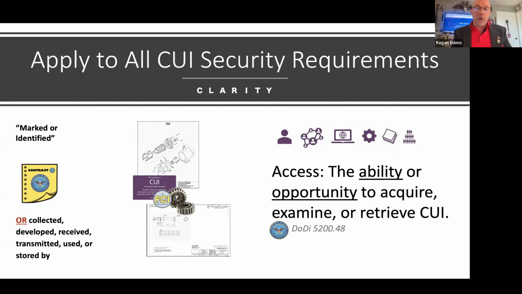So if you have the ability or opportunity, not that you have direct access, for example, I'm holding a CUI item in my hand right now, that is access, of course, but since it's sitting on the desk and no one is looking, the ability and the opportunity to acquire this CUI item is access in reference to DoD policy. So that access is in relationship to information that is marked or identified, or information that is collected, developed, received, transmitted, used, or stored by the contractor in performance of the contract. So it's always surrounding the contract, always, okay? That's the contract between the DoD and the prime and the subcontractors, and the subcontractors and the subcontractors, and so on and so forth.